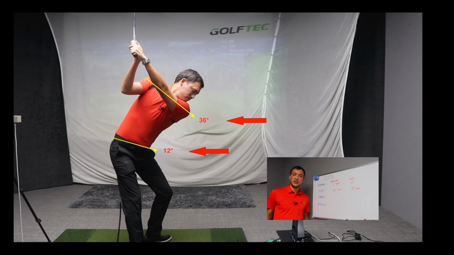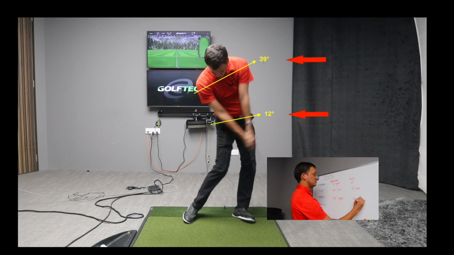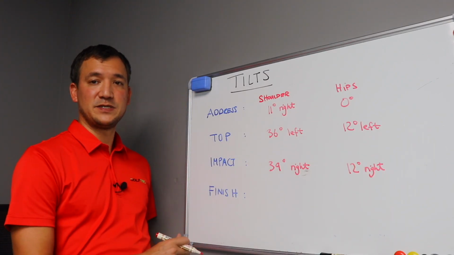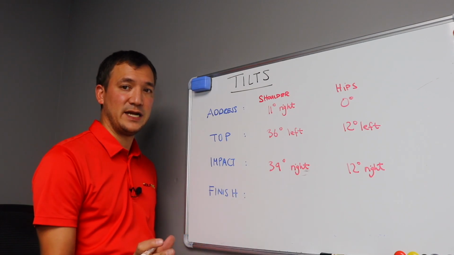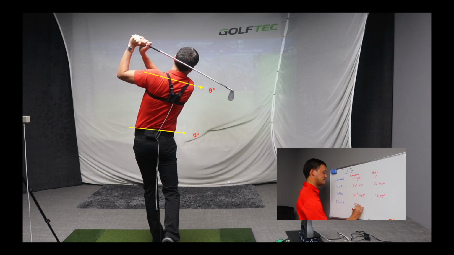Then they would transition into the downswing, and towards impact, 36 degrees left tilt would then turn into 39 degrees right tilt, and the hips would be on average tilted 12 degrees to the right as well. And then finally, in the end position, the shoulders would retain an element of right tilt, 9 degrees right, and the hips would have 6 degrees of right tilt.